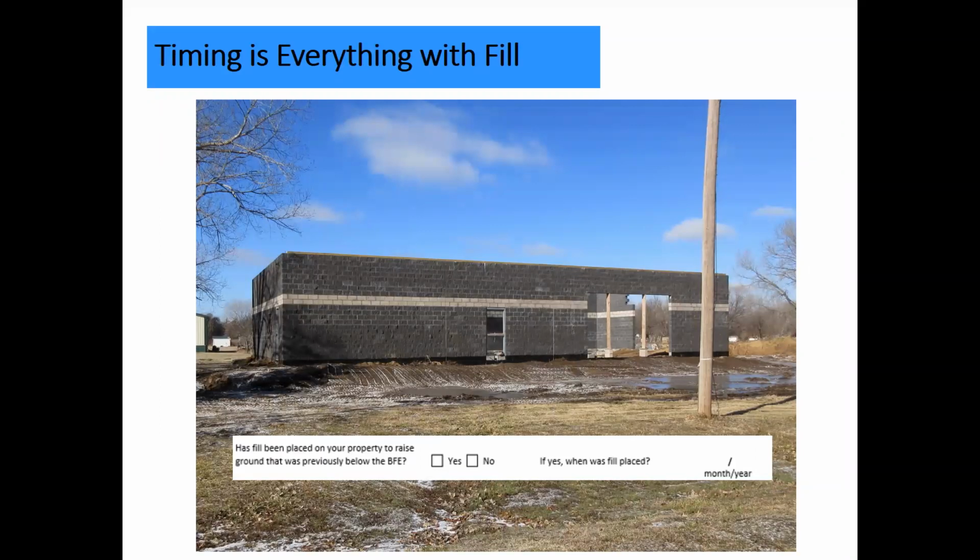So here's a new building, and I talked about timing. There's a space on the form where it says, has fill been placed on the property to raise the ground previously below the BFE? And you can tell this is fill. There's no grass growing on it. It's brand new. There's brand new construction on top of it. This is recently placed fill. So this was not fill that got put in there 10 years ago before the flood maps existed. This fill was put in there just a little while before this picture was taken. And it's important to know when the fill got put in place, because there's a space on the form to ask you, when was the fill put in place?